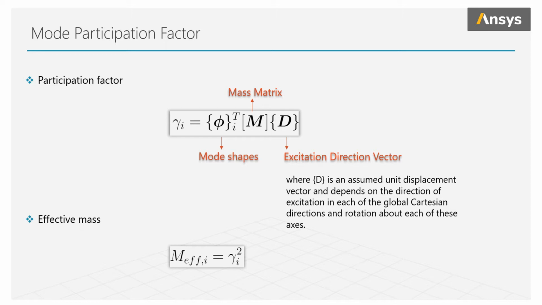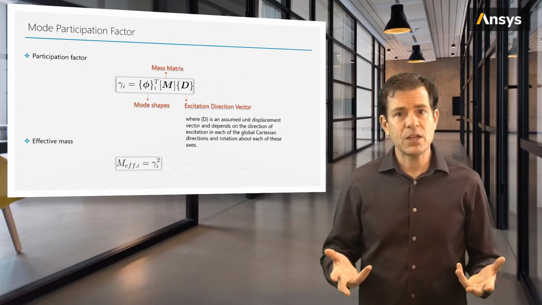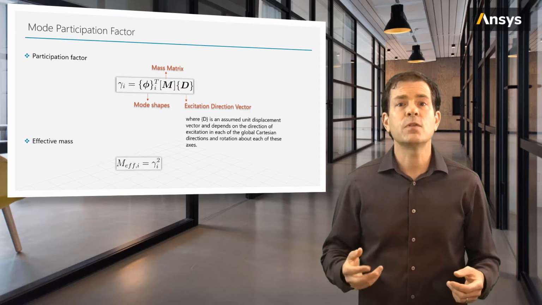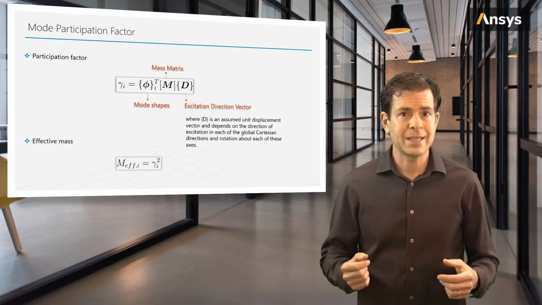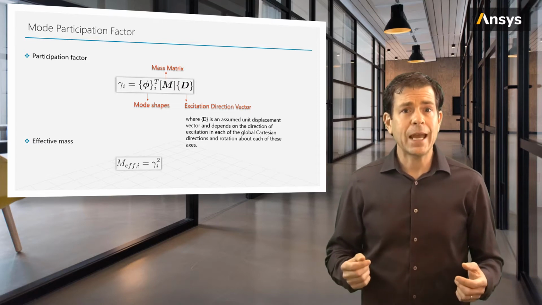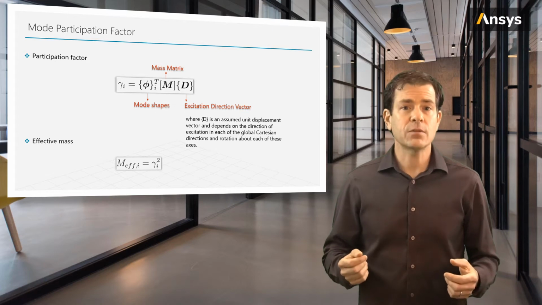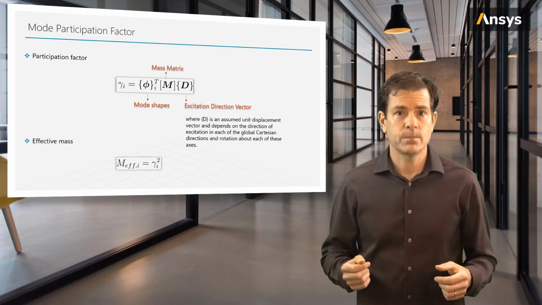Now the effective mass is mathematically just the square of the participation factor, and in some textbooks and articles, the effective mass shown here is called the participation factor. But participation factor and effective mass serve very similar roles in modal analysis, and the engineer will typically look at either of them to gain an understanding of the significance of the particular mode.